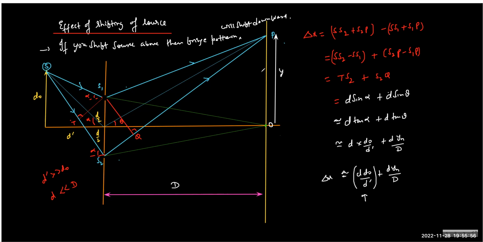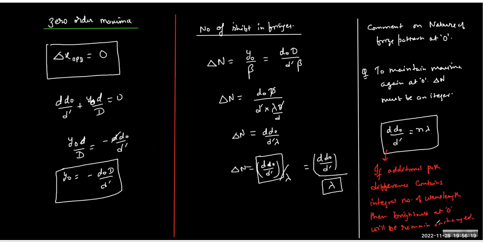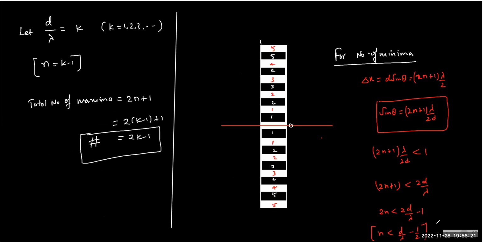And what is the meaning of shift of fringe pattern? The meaning is the shifting of zero order maxima is called shift of fringe. So wherever the zero order will go, we say the entire fringe pattern has shifted. And these all are the questions that you will face. I hope this is clear. Yes, sir.